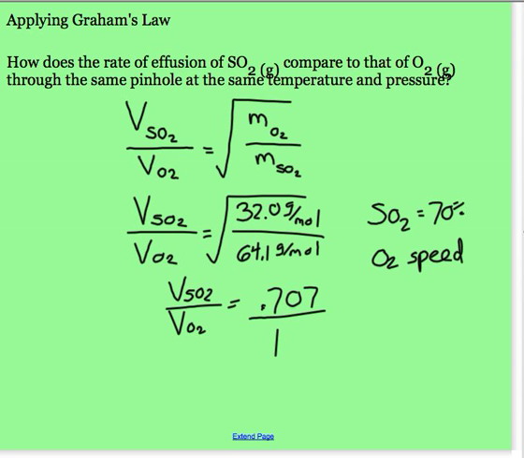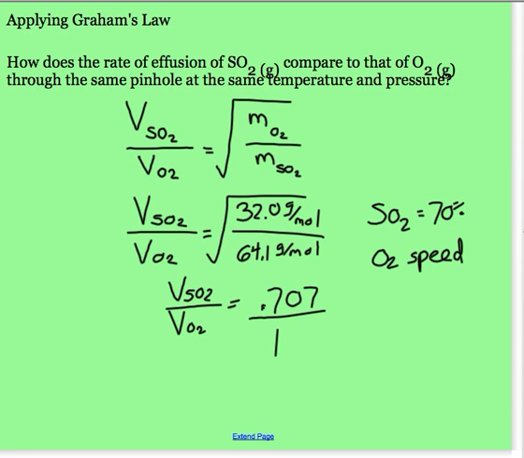This is showing you the comparison of effusion, or diffusion even. What I did here is I just set it up. I have sulfur dioxide, which is the stuff that smells like rotten eggs, versus oxygen gas, and I wanted to see how they compared. I don't know anything about their velocities, but I know their molar masses, and I made sure that they're catty-cornered from each other. I don't know the velocities over here, but I know that oxygen gas is 32 grams per mole and the molar mass of sulfur dioxide is 64.1 grams per mole. I just do the math over here, and what you find out is that SO2 is moving approximately 70% the speed of oxygen.